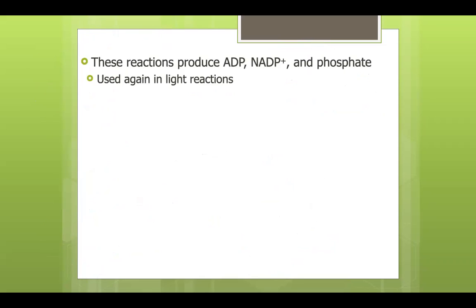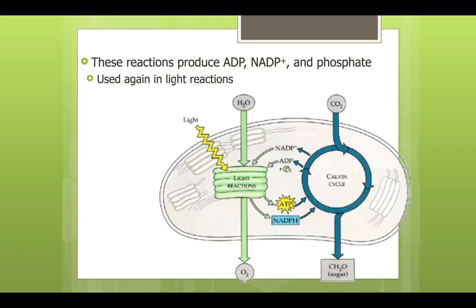I do want to go back to connecting everything together. So in the Calvin cycle, you are producing ADP, you're producing NADP plus, and you're producing phosphate. And all of those are going to go back to the light reactions to be used in those reactions. So this is a really good diagram of explaining how they're both connected.